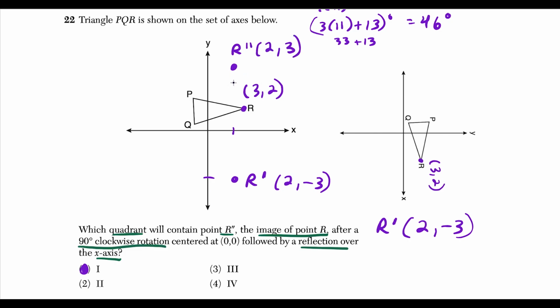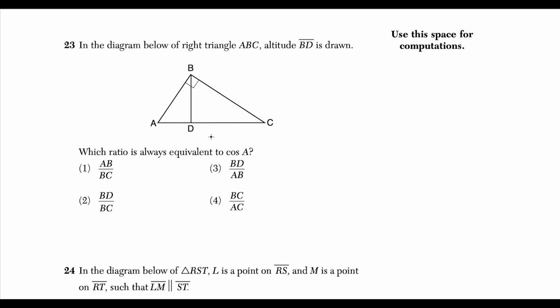So this is if we just pick out random values here. But once again, we could definitely see our answer is going to land, or R double prime is going to land in quadrant 1. So for question 23, we want to know which ratio is equivalent to cosine of A.